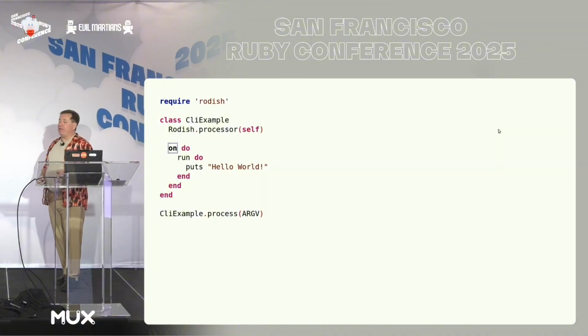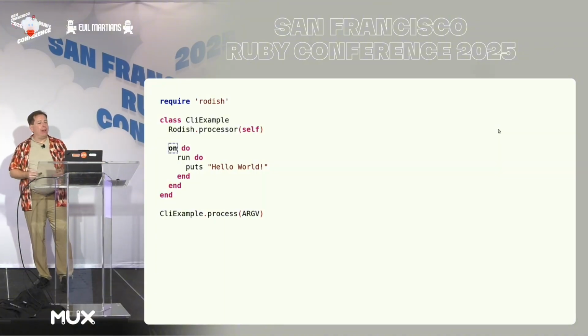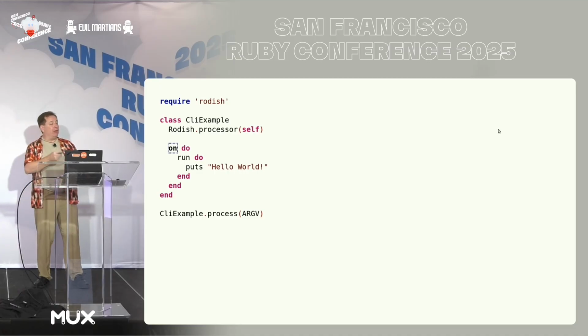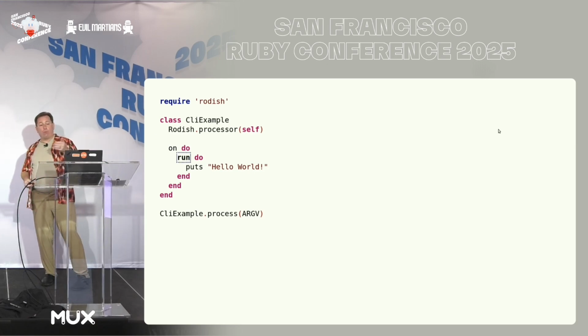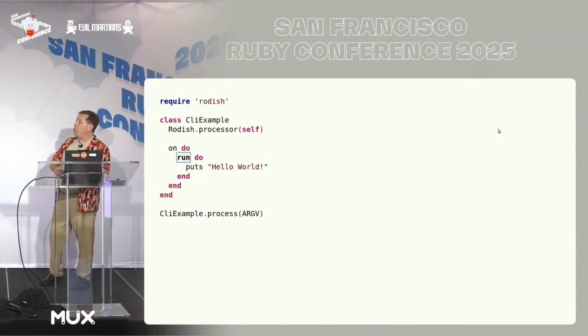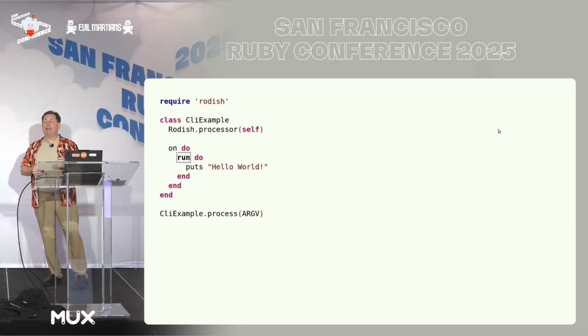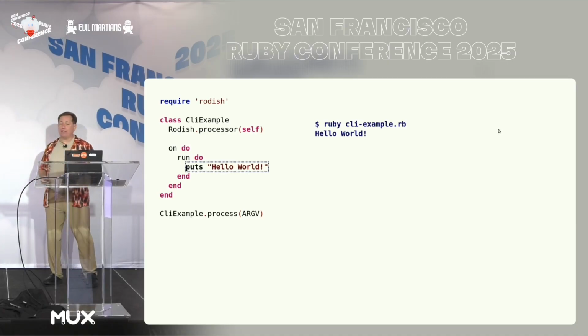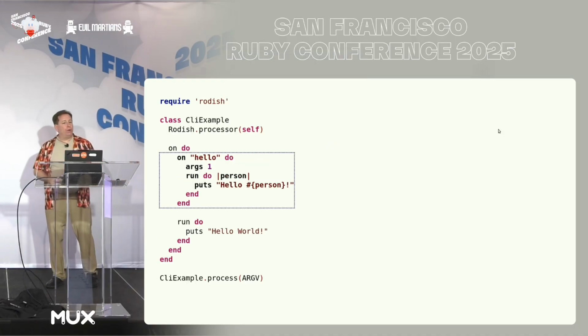The class level on method sets up the root of the command parsing. So if you don't have separate commands or subcommands, you could use the root command to handle all command argument parsing. The block to on is executed in the context of the root command, and it's used for configuring the command. Now the run method sets the code to be executed when the command is run, and this block is executed in the context of the CLI example instance that was created in the CLI example.process call. So if you run this program with no arguments, it will print hello world.